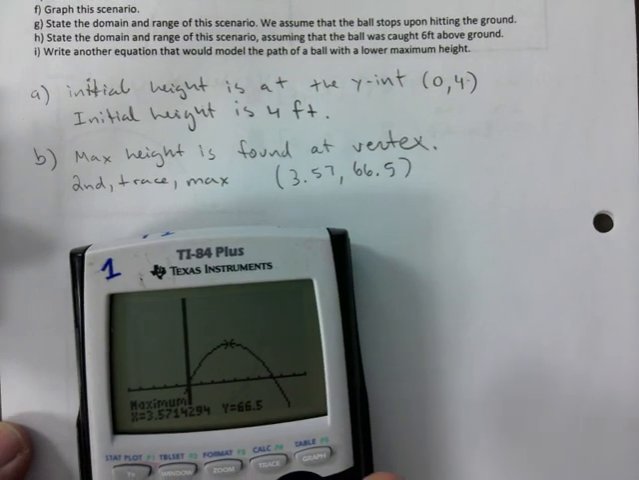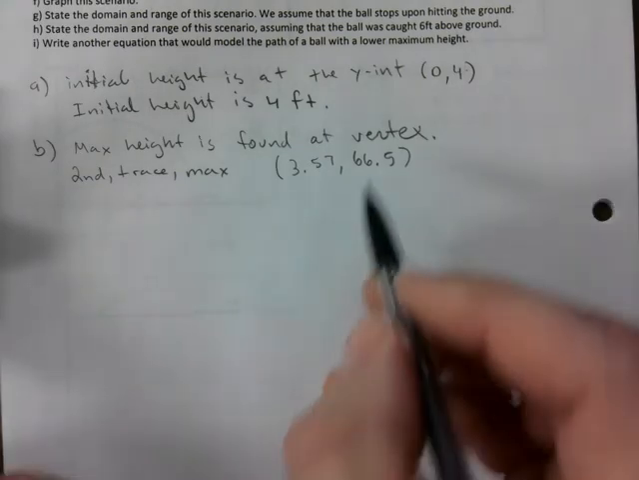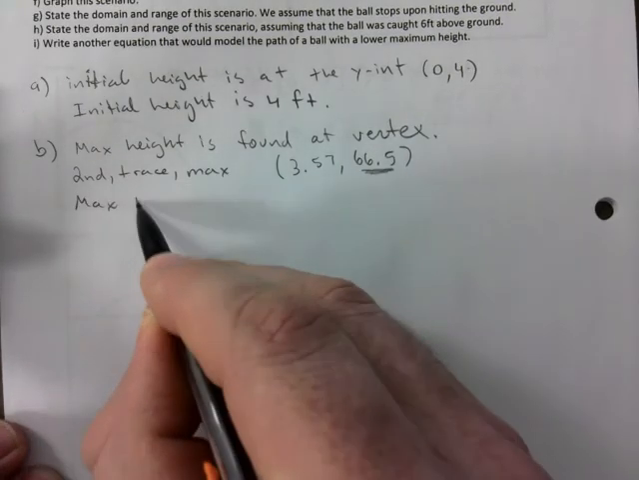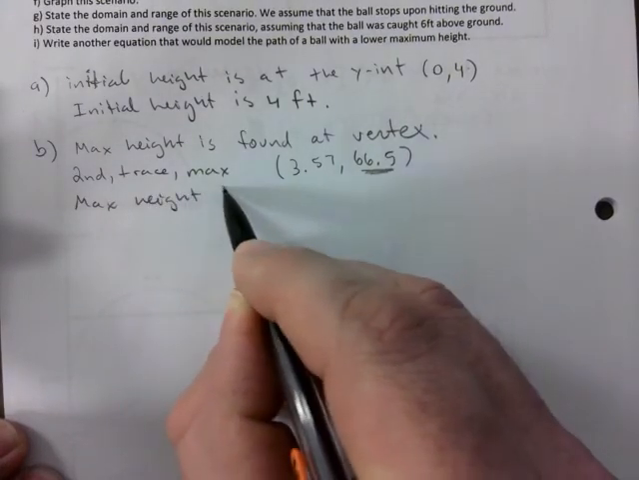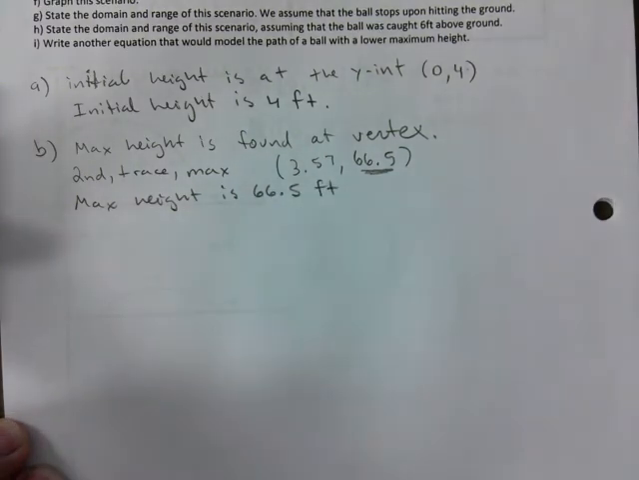So tell me that you're going to find the vertex, but some students just leave it like that, like, there, that's the maximum height. But I technically don't know if you know, right? This is the maximum height. Maximum height is 66.5, and we're talking feet. So always look, is it yards, feet, meters? What are we talking about?